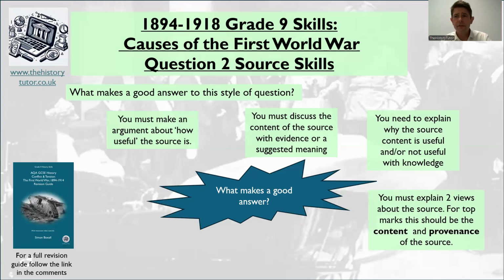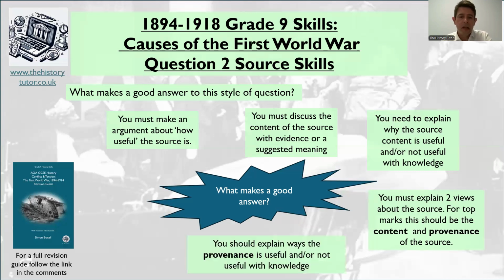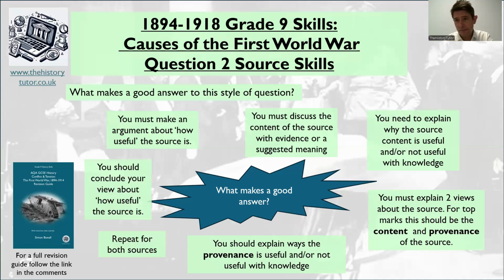You must explain two views about the source. For top marks, these views should be a content view and a provenance view. And we'll talk about what those are shortly if you're not quite sure. Or you could just explain two content views or two provenance views. But obviously you must use the source and you must explain with some knowledge. Use knowledge to explain ways the provenance is useful and or not useful, again, for those top marks, assessing the provenance. You must do this for both sources, obviously. And you should conclude your view about how useful the sources are.